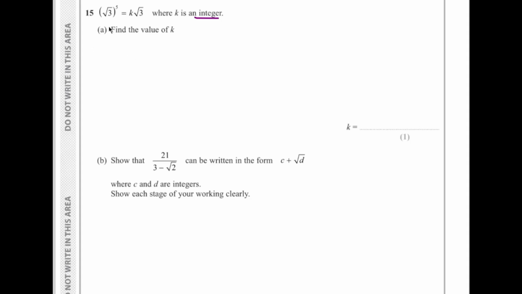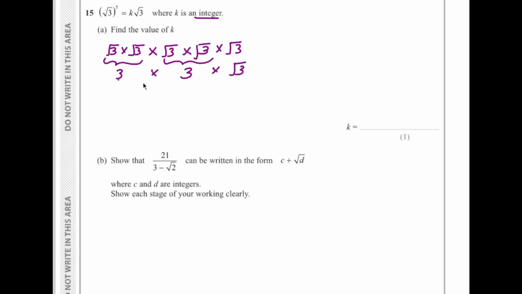The first step, you have to split this up. So let's write this as root 3 into root 3 into root 3 into root 3 into root 3. You have to multiply root 3 by itself 5 times. After that, I know that root 3 into root 3 is 3. Again, root 3 into root 3 is 3. And here, root 3. Then we have to multiply this. 3 into 3, 9. 9 root 3.